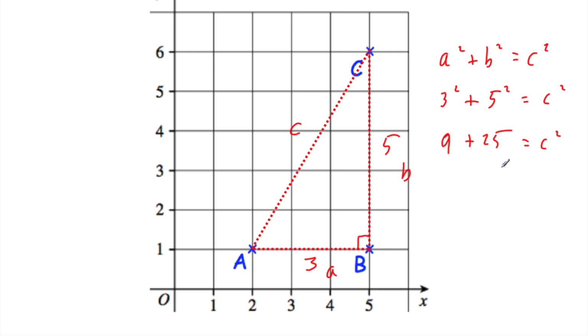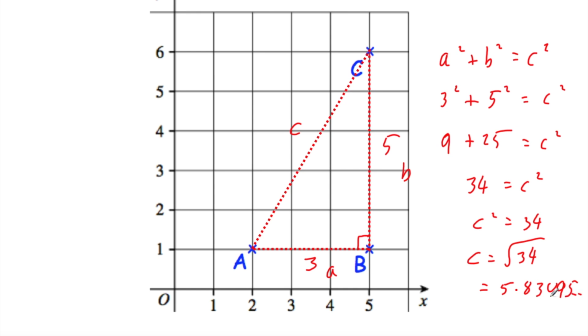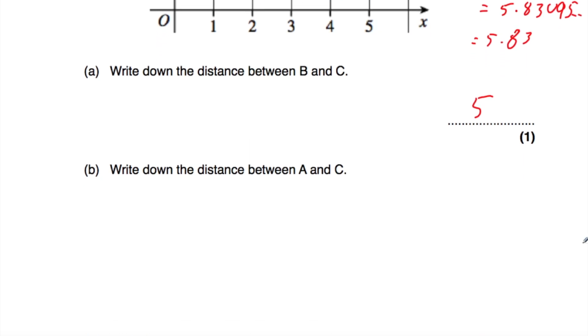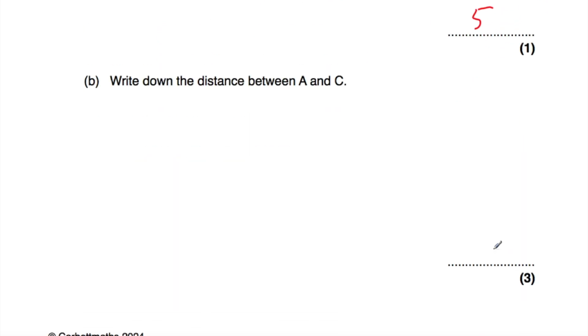And then if we add these two numbers together, 9 plus 25 is equal to 34, which is equal to c squared. And then let's turn this around. c squared is equal to 34. That length is not 34, that's this length squared. We want to find this length, so let's square root. c would be equal to the square root of 34, which is 5.83095, and so on. Or to 2 decimal places, that's equal to 5.83. So that means the length of this line is 5.83. So let's write that down: the distance between the points A and C is 5.83 to 2 decimal places.